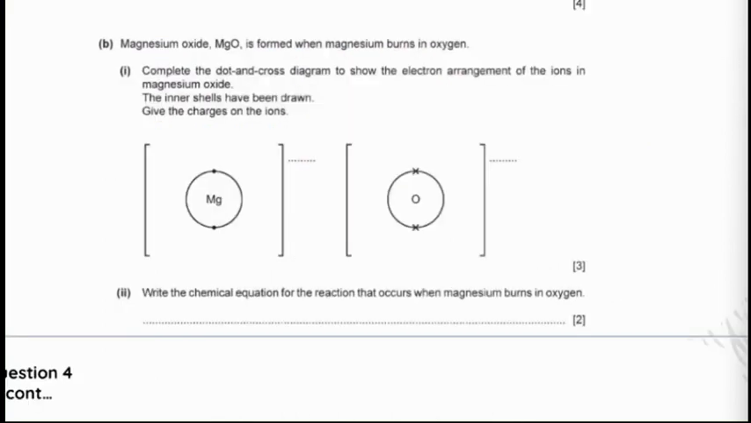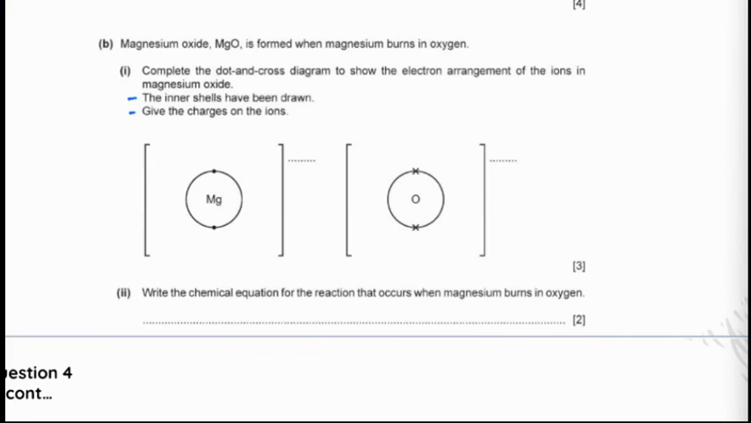So magnesium oxide, or MgO, is formed when magnesium burns in oxygen. Complete the dot and cross diagram to show the electron arrangement of the ions in magnesium oxide. The inner shells have been drawn. Give the charges of the ions. So it's telling us that we need to draw the outer shell electrons, and it's also telling us to give the charges on the ions. So the first thing we can do is give the charges. We're going to look at our periodic table.